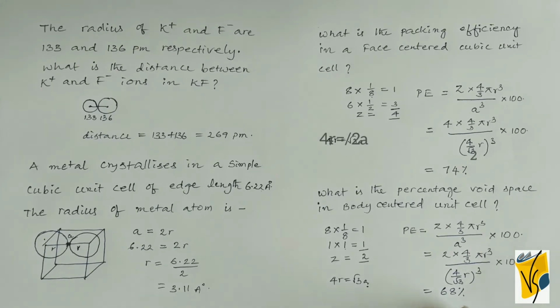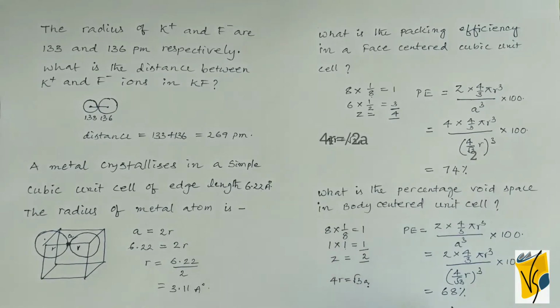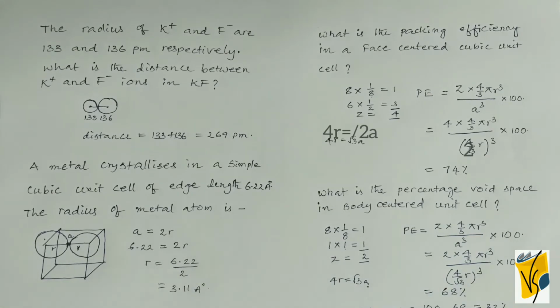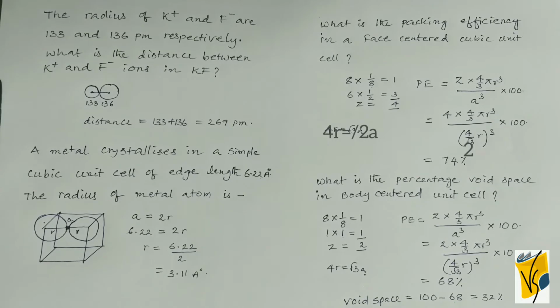Now here it is asked for void space. So packed space is 68%. So void space is what? Void space is equal to 100 minus 68, that is equal to 32%.